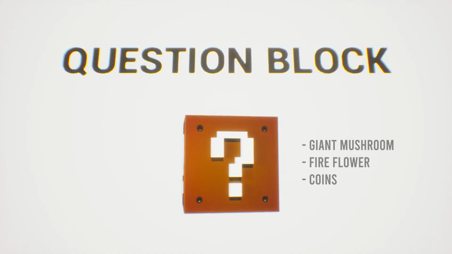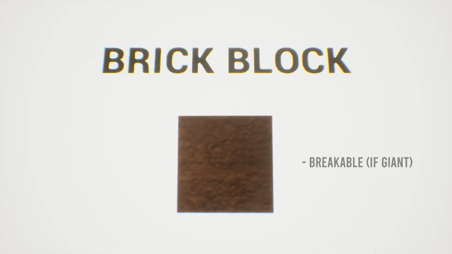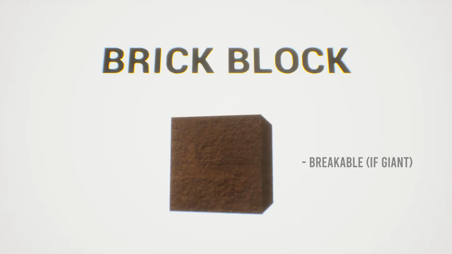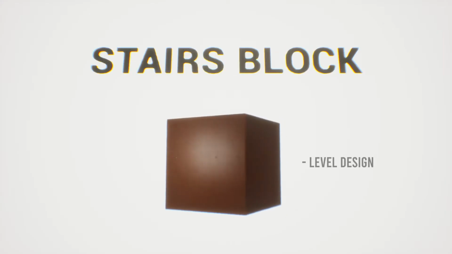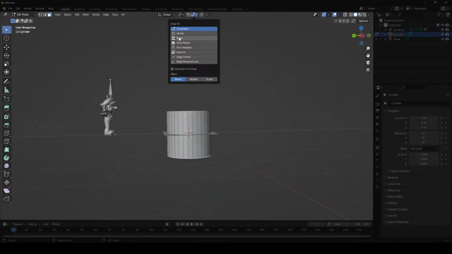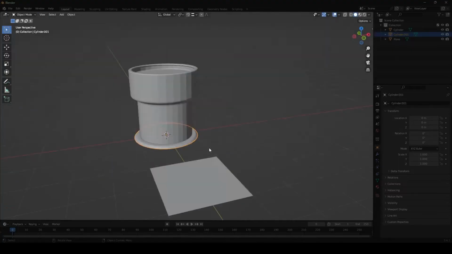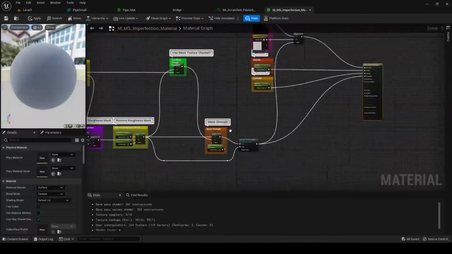Here are all the custom blocks that I modeled. Next up, I modeled the iconic pipes. To make it more realistic, I added imperfections to the material from Quixel Bridge. This was adding metal scratches.